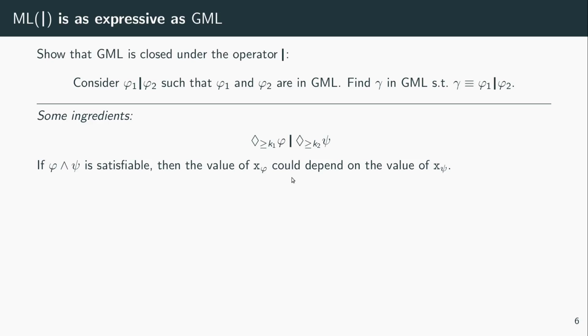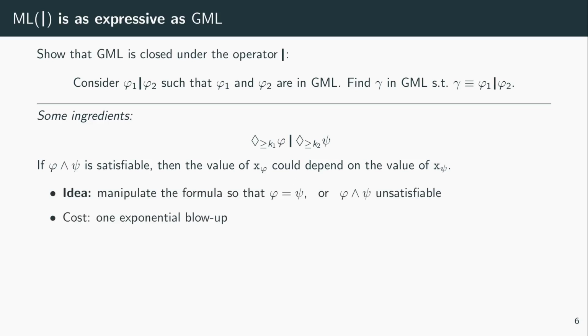But what we did in the paper is that actually we can manipulate the formula before removing the chop operator, such that phi is always syntactically equal to psi. So then in the Presburger system, this will lead to just one variable, x phi, or such that phi and psi are unsatisfiable together, meaning that then in the Presburger system, x phi and x psi are completely independent.